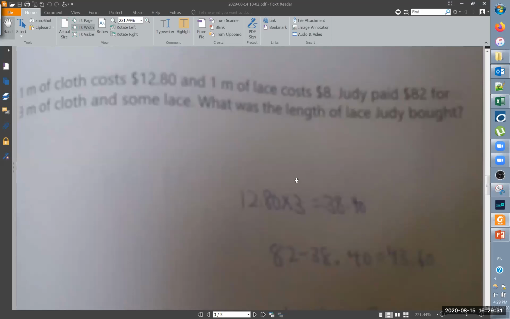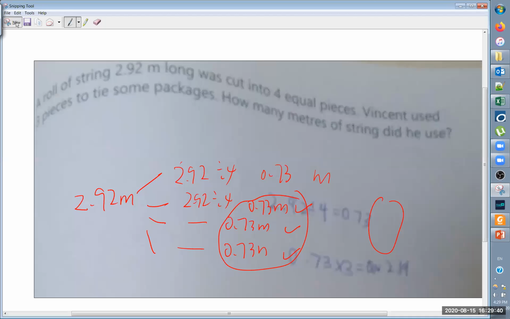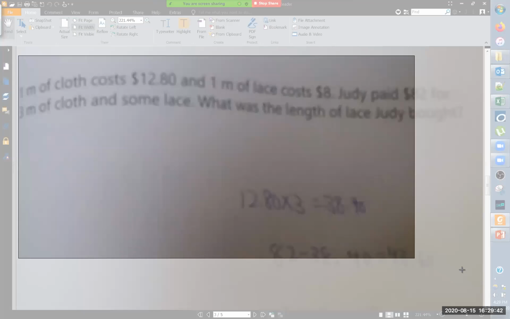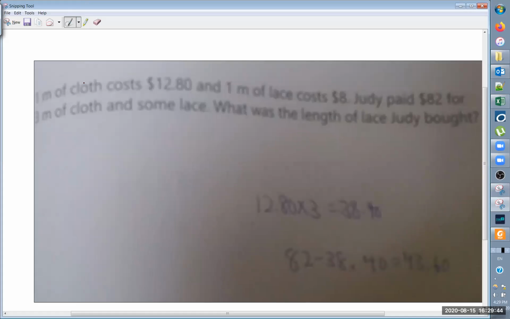Can you read or not? So you need to read to me because it's a bit blur. So it says 1 meter of cloth is $12.80, right? Then 1 meter of lace. Okay, so this is cloth. I write the cloth in front.